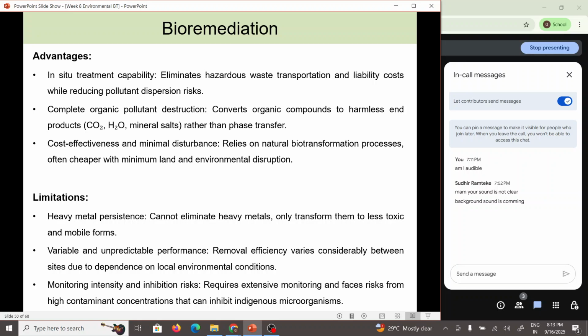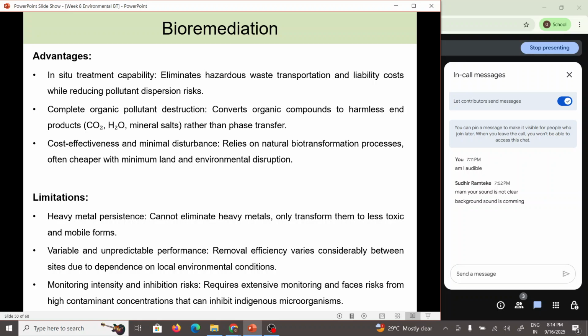When we talk about metals, what we essentially mean by less toxic is this: metals have different oxidation states. One oxidation state of a metal can be highly toxic, whereas in another oxidation state it is not that toxic. So we can convert the metals between their oxidation states to reduce their toxicity, or we can go for leaching the metals and collecting them as a resource. These are the two ways in which we can deal with metal pollution.